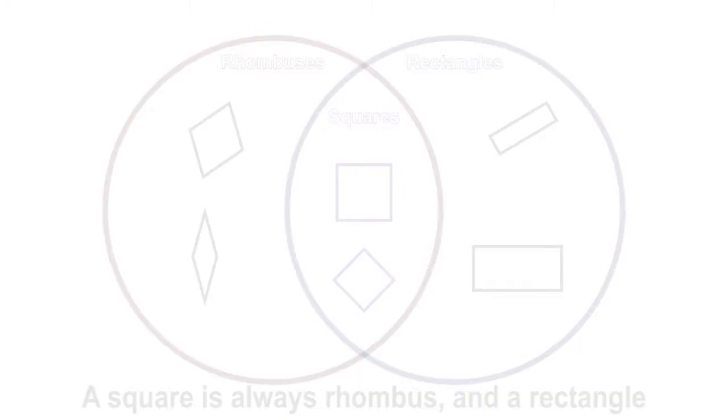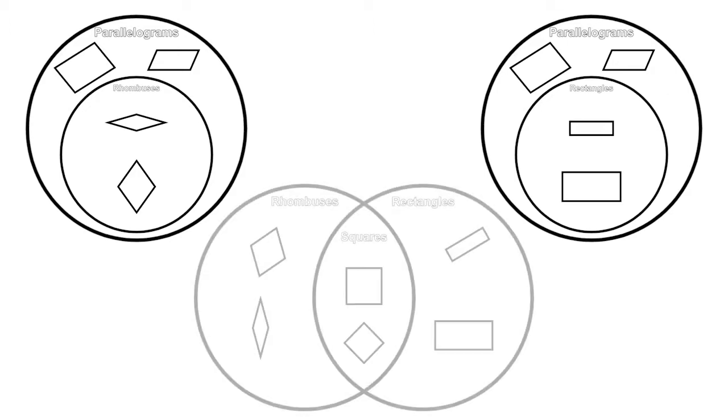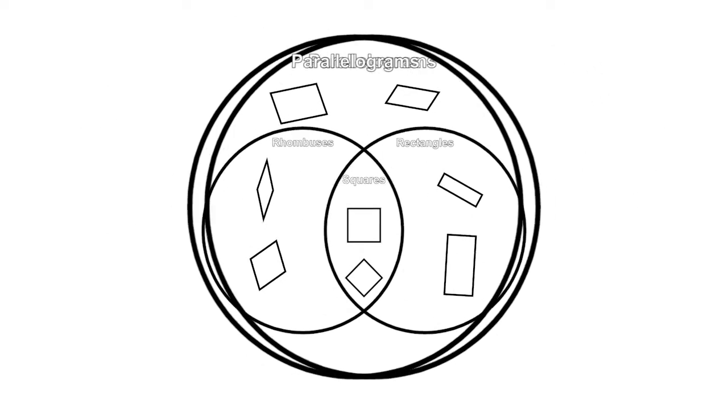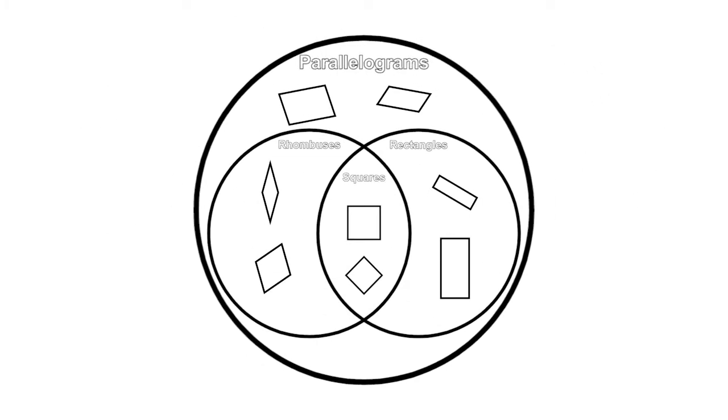We previously showed how all rhombuses are parallelograms and how all rectangles are parallelograms. Knowing the relationship between these and between rhombuses, rectangles, and squares, we can create a new diagram to encompass the entirety of what we've discovered. All rhombuses are parallelograms. All rectangles are parallelograms. All squares are rhombuses, rectangles, and also parallelograms.